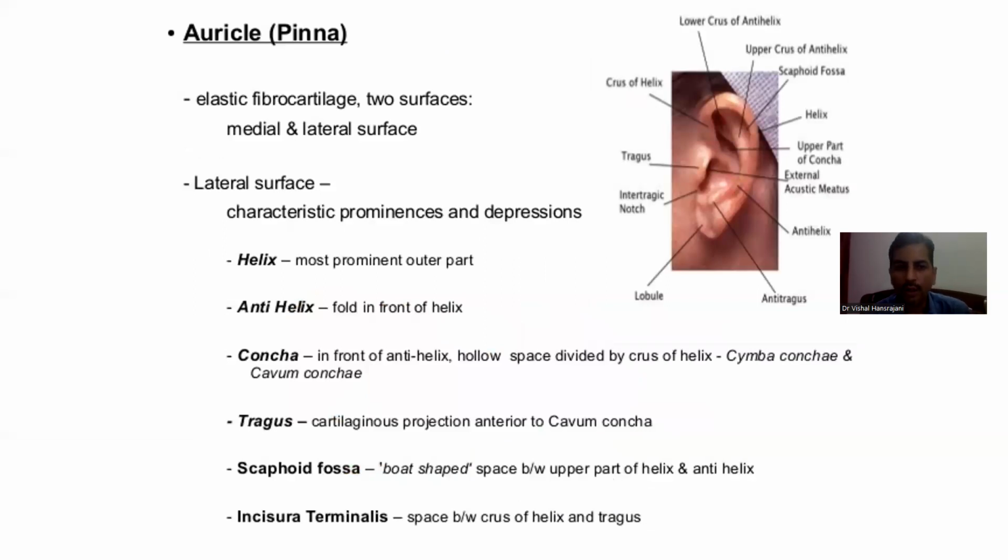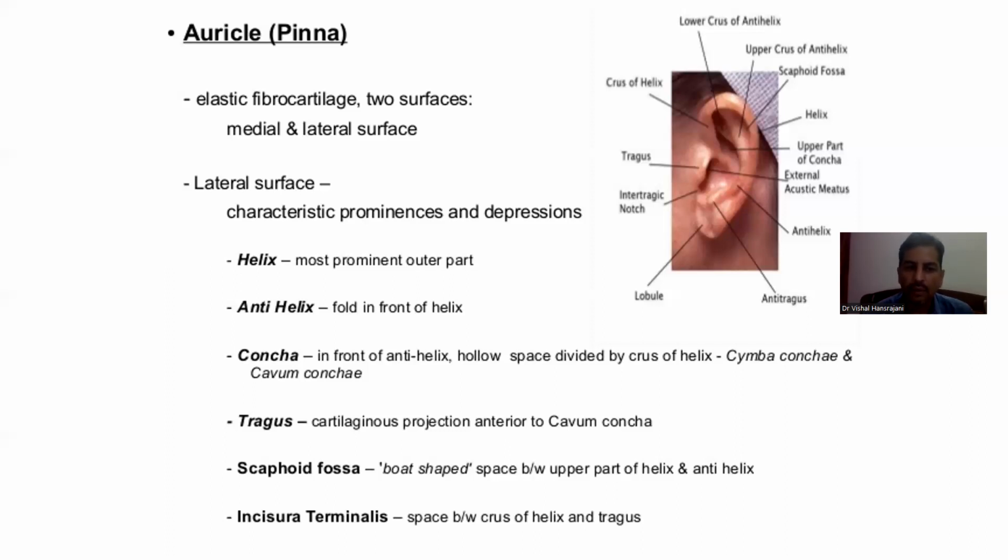Now we come to the auricle. The auricle is made up of elastic fibrocartilage. It has two surfaces, one medial and one lateral. The lateral surface is characterized by many prominences and depressions. So the important landmarks: one is the helix. It is the most prominent outer part of the pinna.